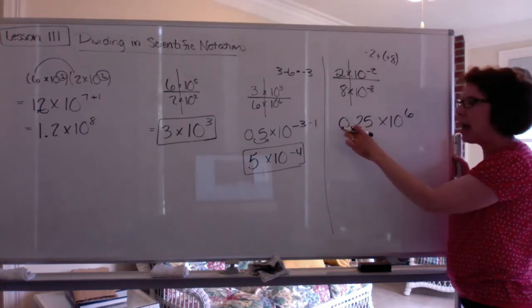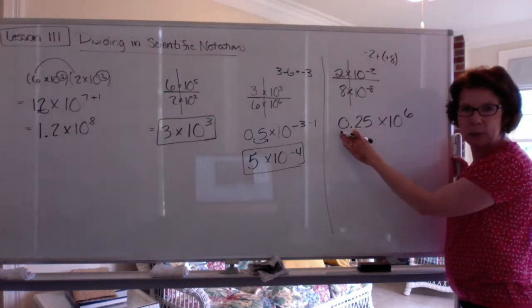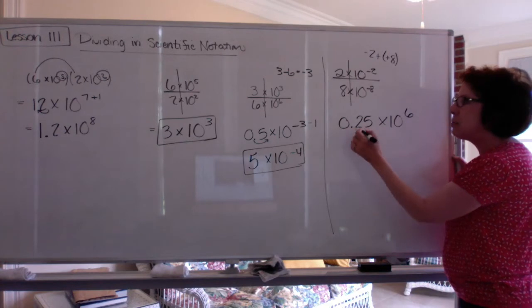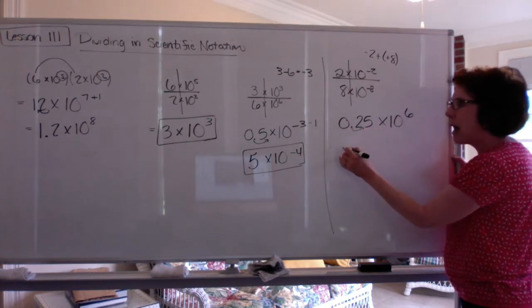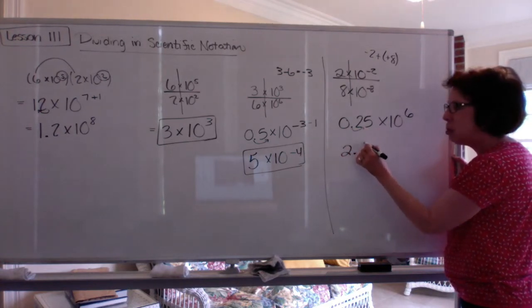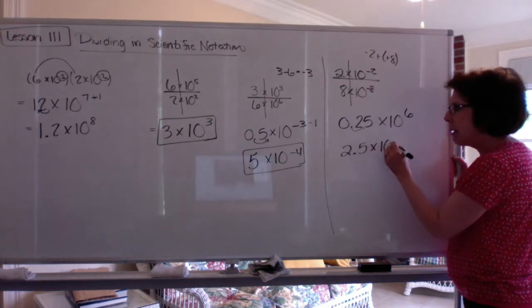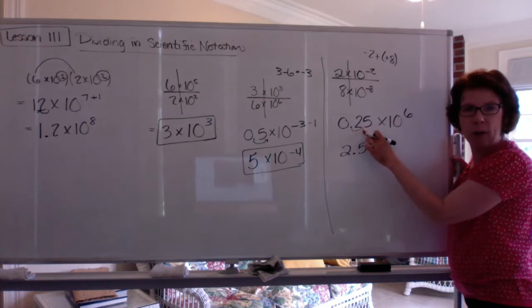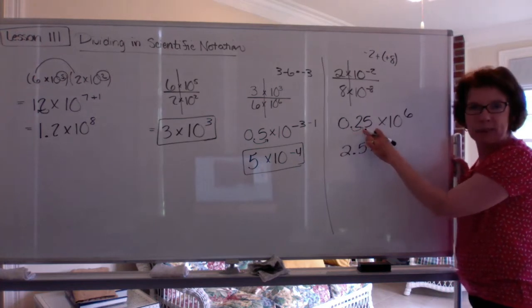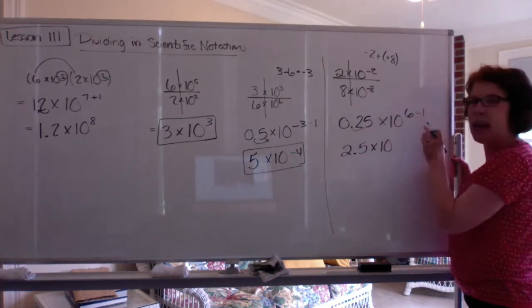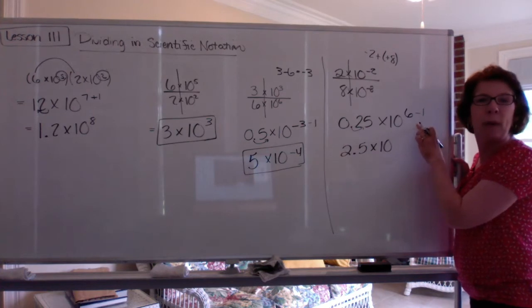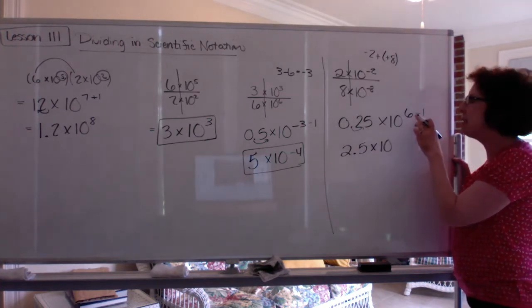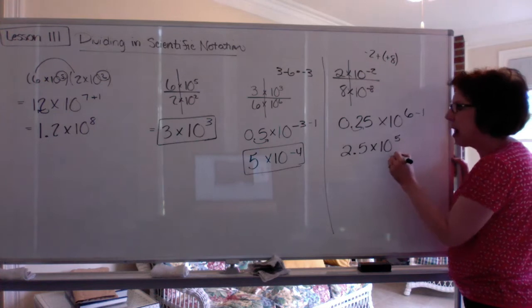Last step, check my decimal placement. It is not right. This cannot be a 0. It has to be a 1 through 9. So let's move the decimal point to the right one place and make it 2.5 times 10. Now what have I done? I've added a 10 on the front end. So to keep it the same number, I'm going to have to take a 10 away from the back end. And so 6 minus 1 is 5.